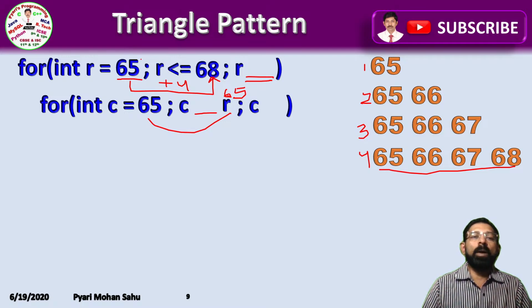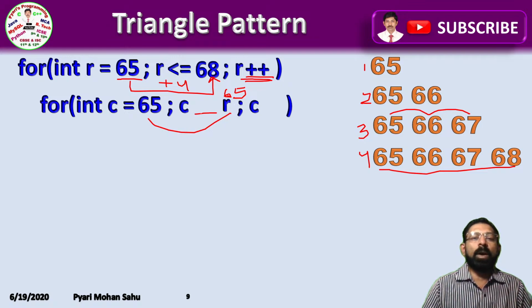Then what should be the updation? 65 to 69. 65, then 66, then 67. That means it should be R plus plus. 65 plus 1, 66 plus 1, 68. So that's why it is plus plus. Now we'll think about this one.